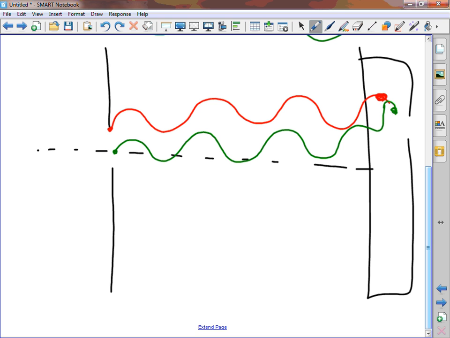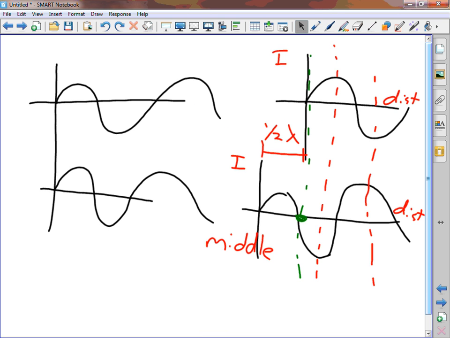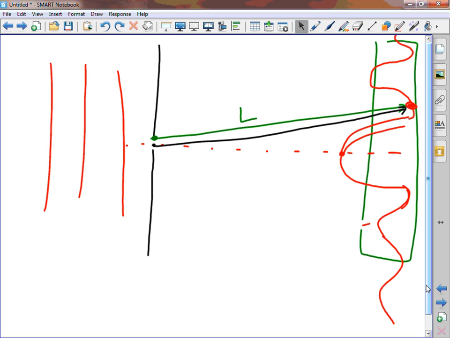Destructive interference occurring. Coming all the way back to my first slide here, for destructive interference to happen, you must have a path difference of 1/2 lambda, or intervals of 1/2 lambda.